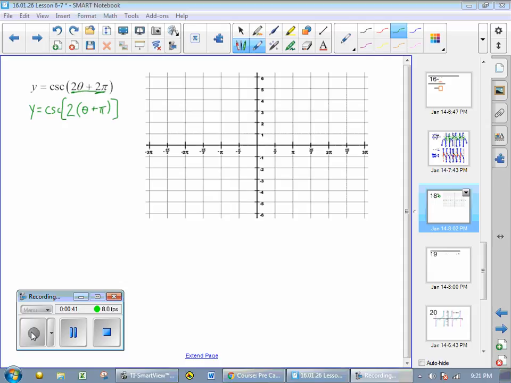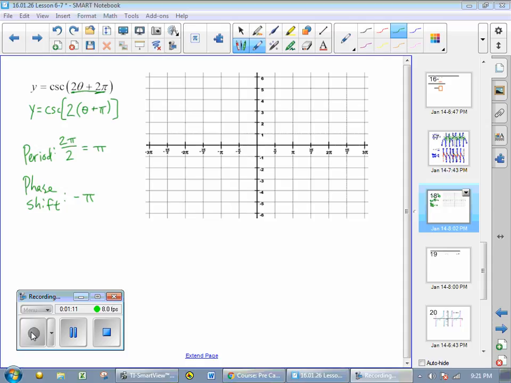And now I can see that my period will be changed. The parent function has a period of 2 pi, so I do 2 pi divided by k, which is 2. So 2 pi divided by 2 is pi. That means this will have a period of pi. The phase shift, after factoring out the 2, you can see that the phase shift is pi, and actually it's negative pi because it's going to the left, pi units.